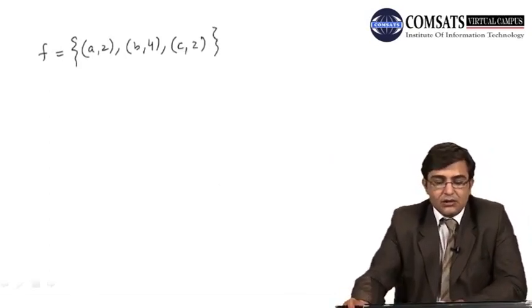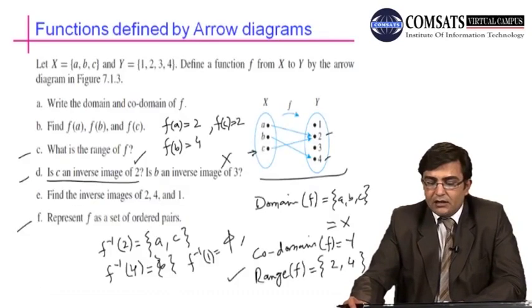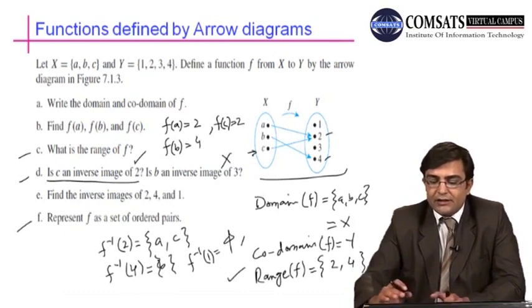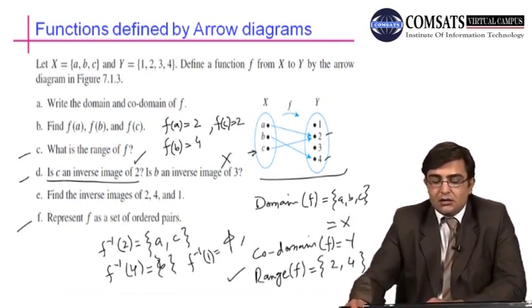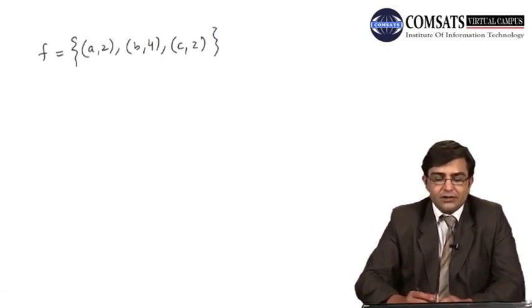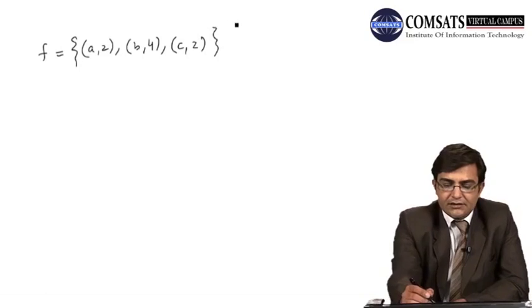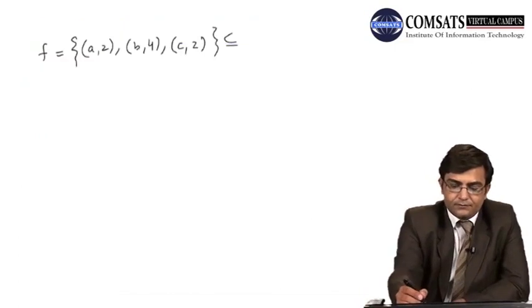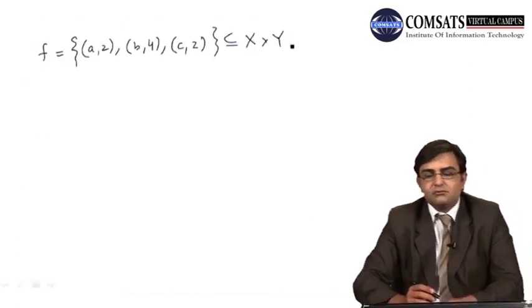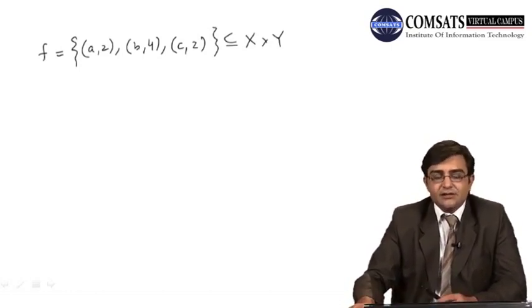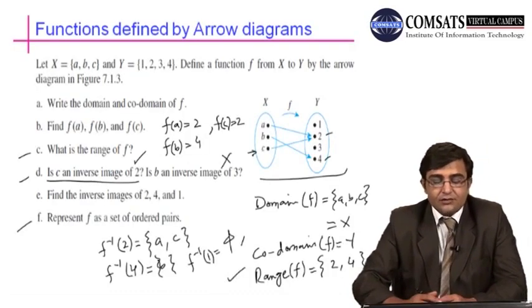So these are the only ordered pairs which will come in the set of ordered pairs of this function, because no other element is related to some element in x. So this is a relation which is also a function, but remember that this is a subset of the Cartesian product of x and y. So we can write any function in the form of a set of ordered pairs.